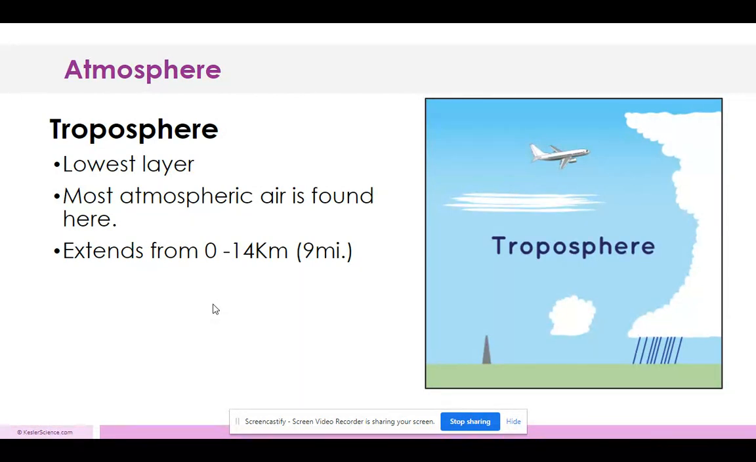So the commercial airlines that we fly in as human beings are usually in the troposphere. The ones that go in the stratosphere are the jets, the ones that the Air Force and the military guys fly.